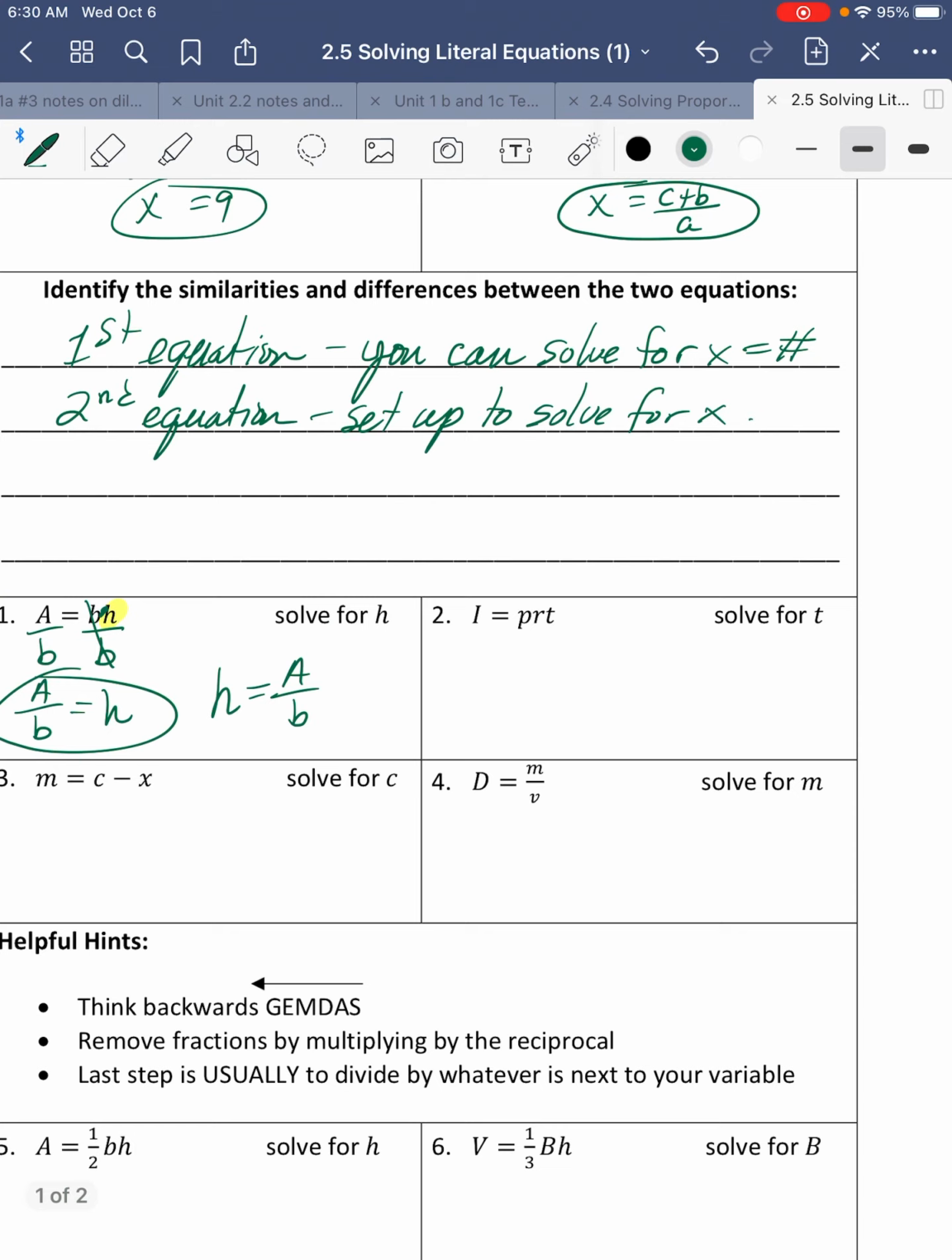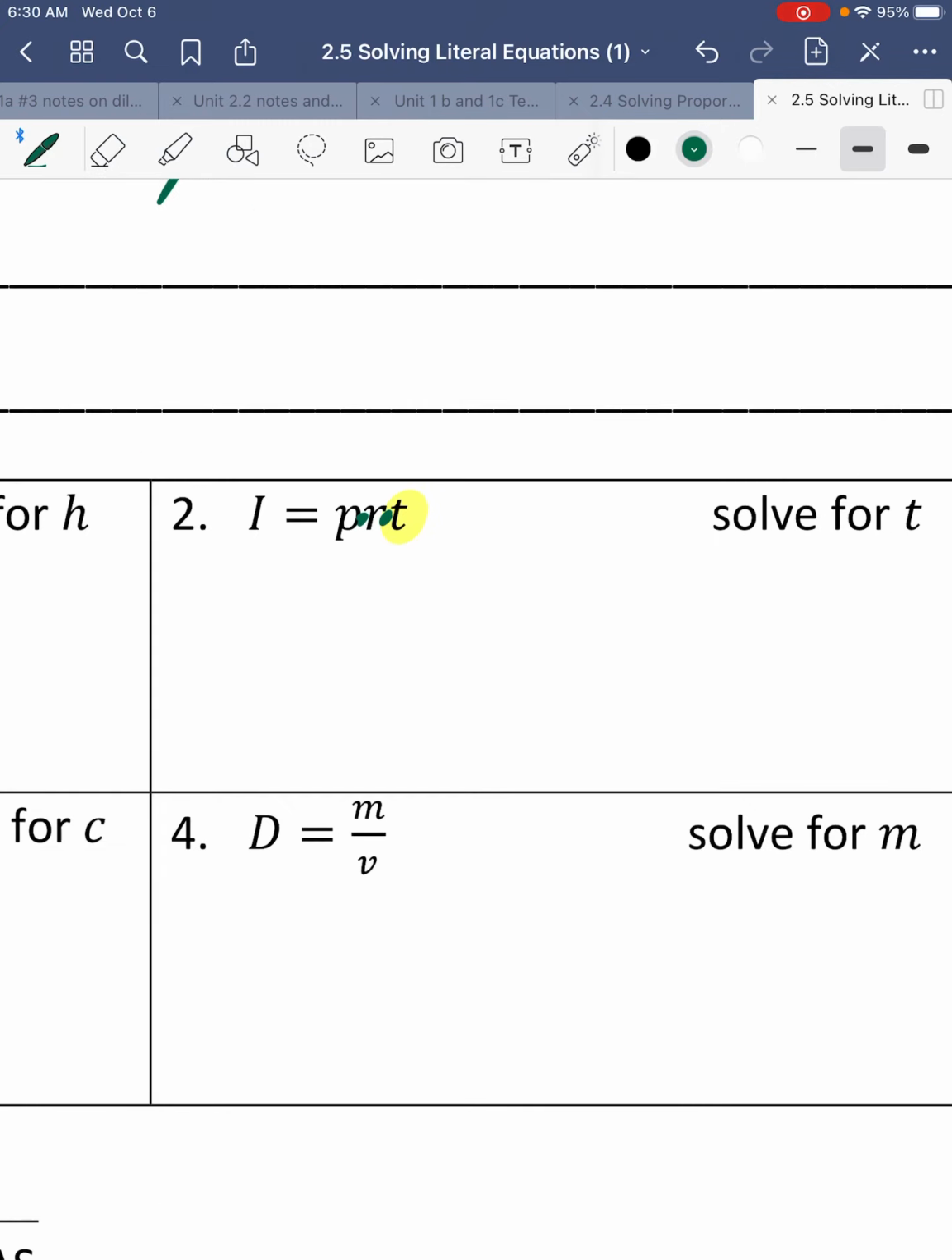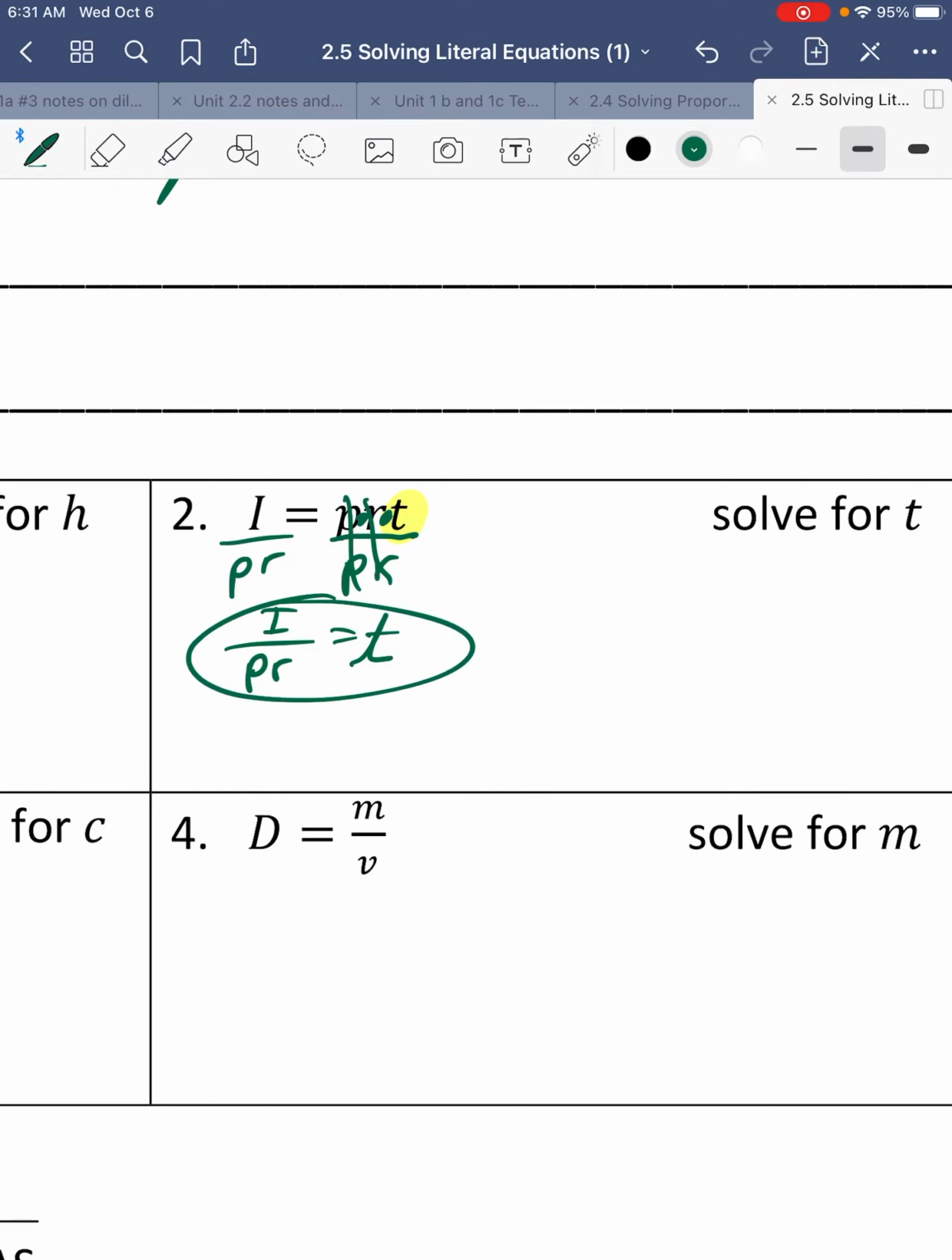Next one. Oh, this is a good physics problem right here. So t, we're solving for t. We have multiplication throughout the whole problem. When you have multiplication throughout the whole problem, you can actually take this and divide by everything that's being multiplied. So p's simplify, r's simplify, and we get t equals I divided by p times r.